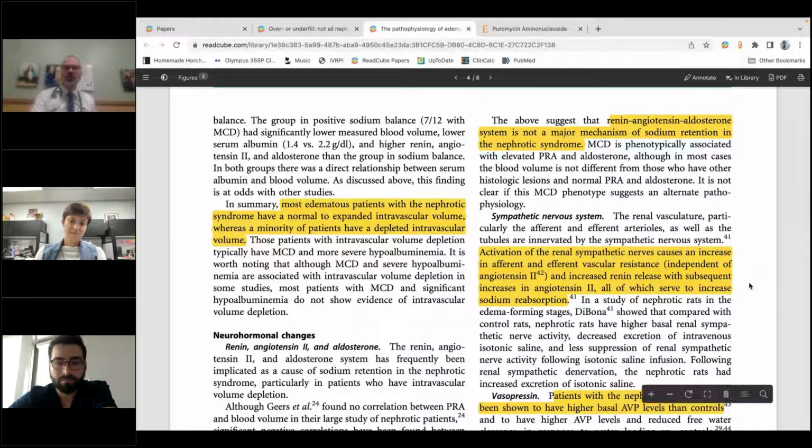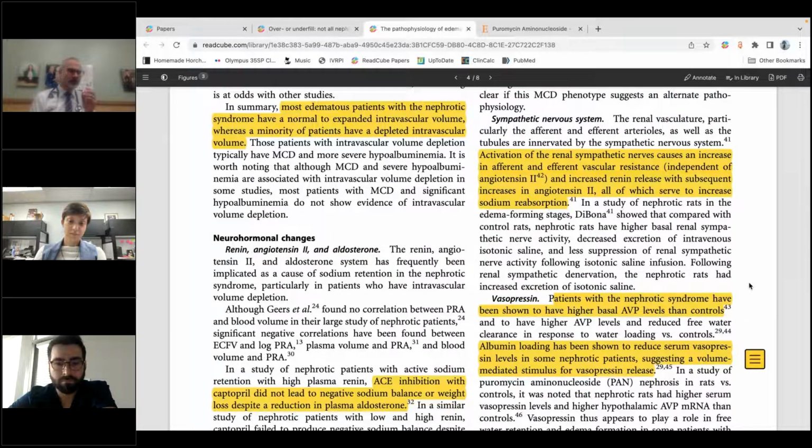So moving on to the sympathetic nervous system. The sympathetic nervous system, and specifically we're talking about the nerves going to the kidneys, can cause changes of afferent and efferent resistance and can lead to the release of renin, which then can cause more Ang2 and aldo.